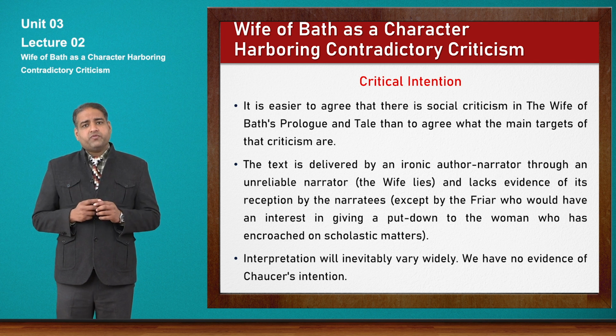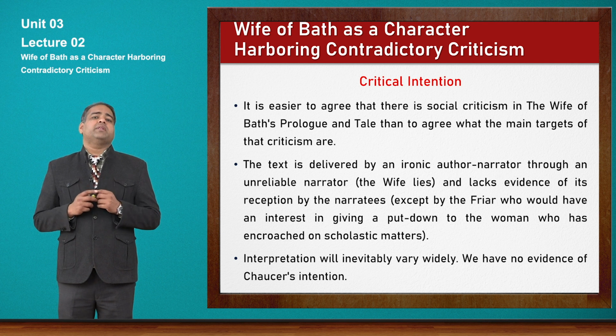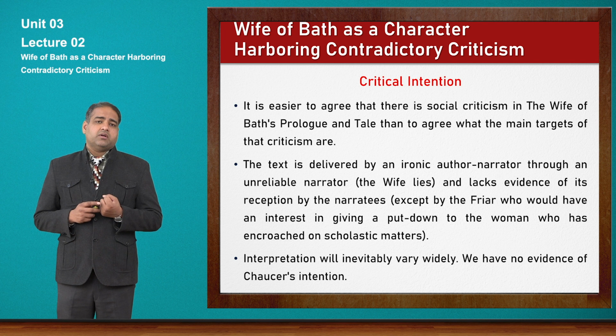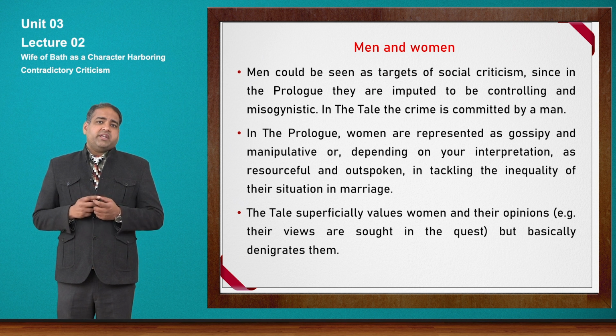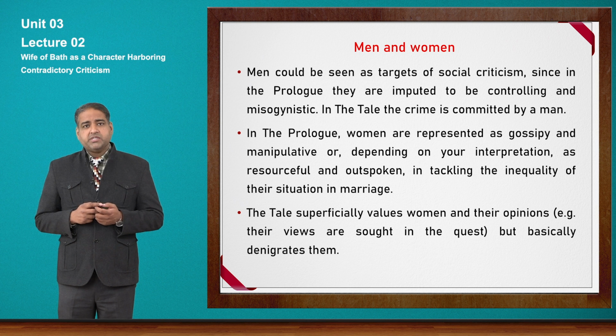So on the basis of the criticism, we can discuss the aspect of men and women as a major aspect of conflict in the tale of the Wife of Bath. Let us see how. Men could be seen as targets of social criticism, since in the prologue they are imputed to be controlling and misogynistic. In the tale, the crime is committed by men.